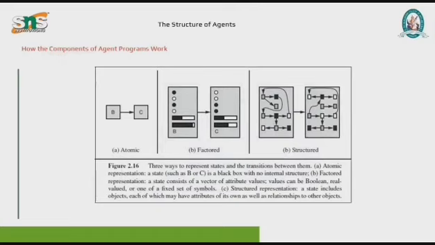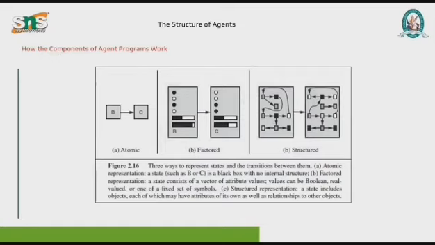So there will be 3 types. First one atomic, second one factored, third one structured. These are 3 ways to represent states and transitions between them. Number 1, atomic representation: a state such as B or C is a black box with no internal structure.